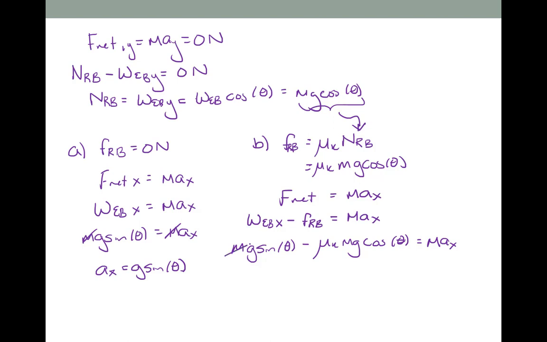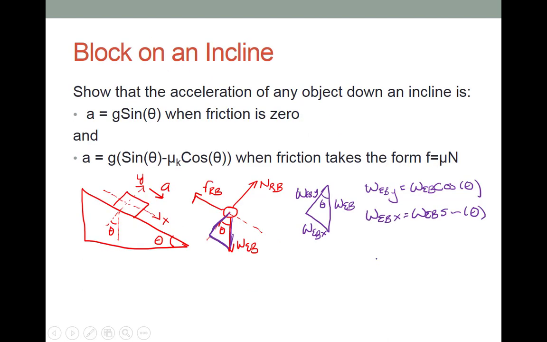I notice that I have a mass in every term, so I can cancel it. I also have the acceleration due to gravity in both terms on the left-hand side, so I can factor it out. So now I have g times the sine of theta minus the coefficient of kinetic friction times the cosine of theta equals the acceleration. And if you look back one slide, that is exactly the formula that we got in the problem statement.